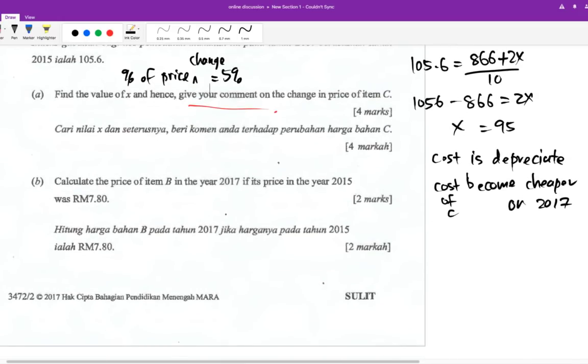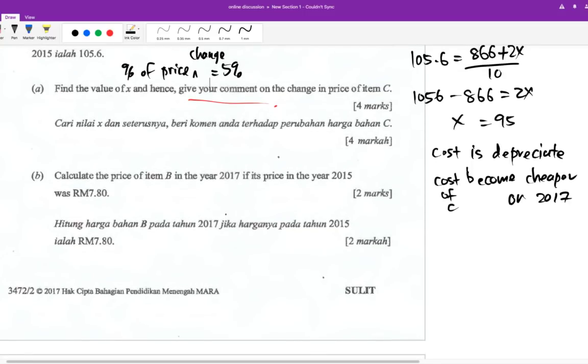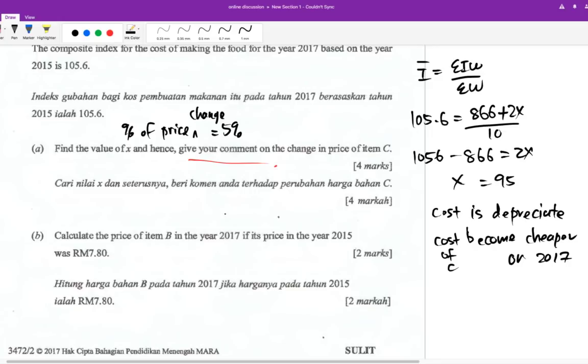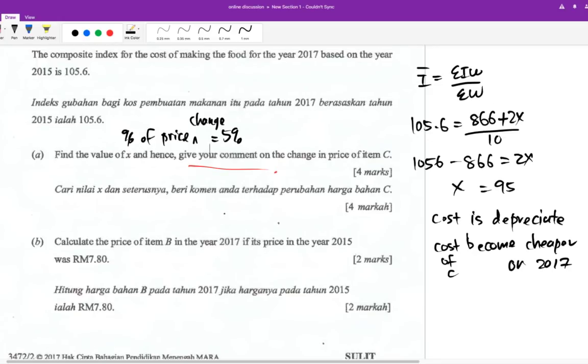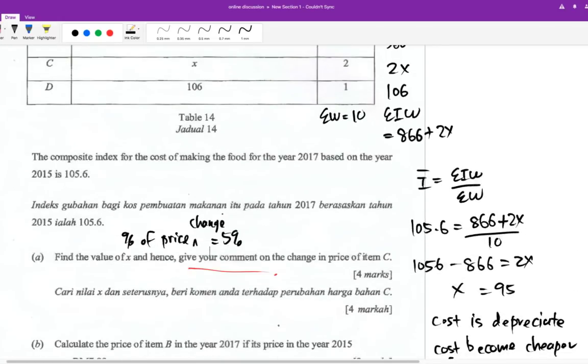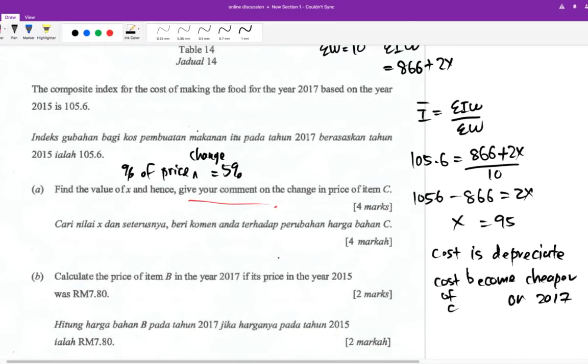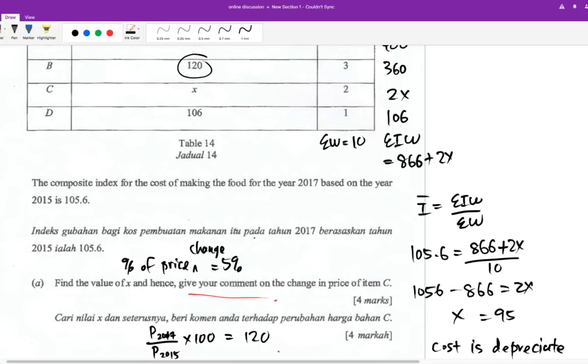Okay, then calculate the price of item B if the price in 2015 is RM7.80. So for item B, I will need to check the index number for B. I know the formula for the index number is the price for 2017 over the price for 2015, multiplied by 100. You should get the index number, which is 120 according to the question.